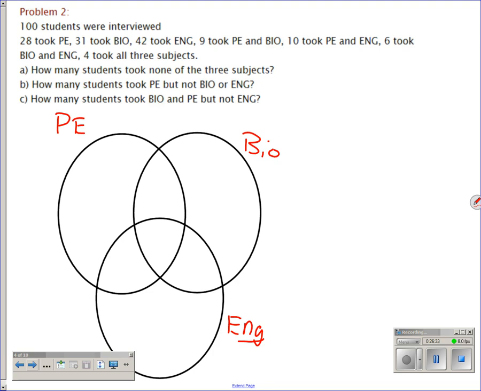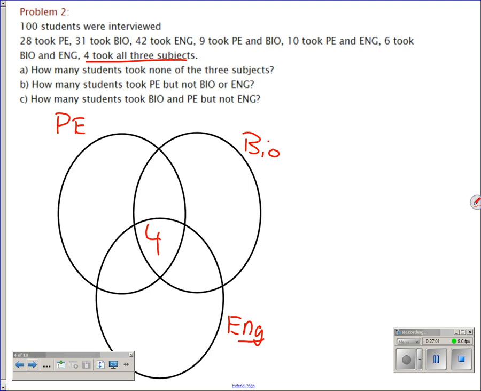Where do I start? In the middle. 4 in the middle. There was 4 that took all 3, so 4. Whenever you're doing Venn diagrams, start in the middle. Now where do I go? The pairs, yeah. You start with the triple, then you go to the pairs, and you keep working your way out. Less and less intersections.